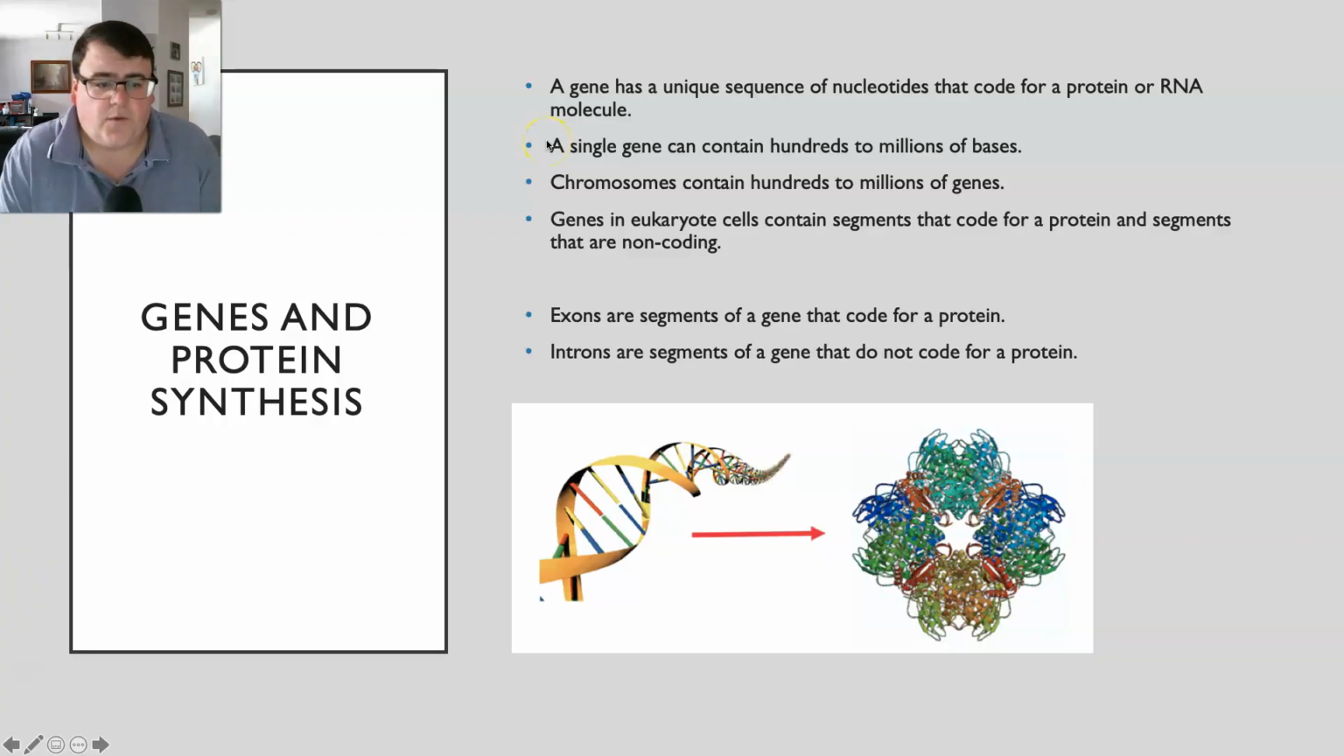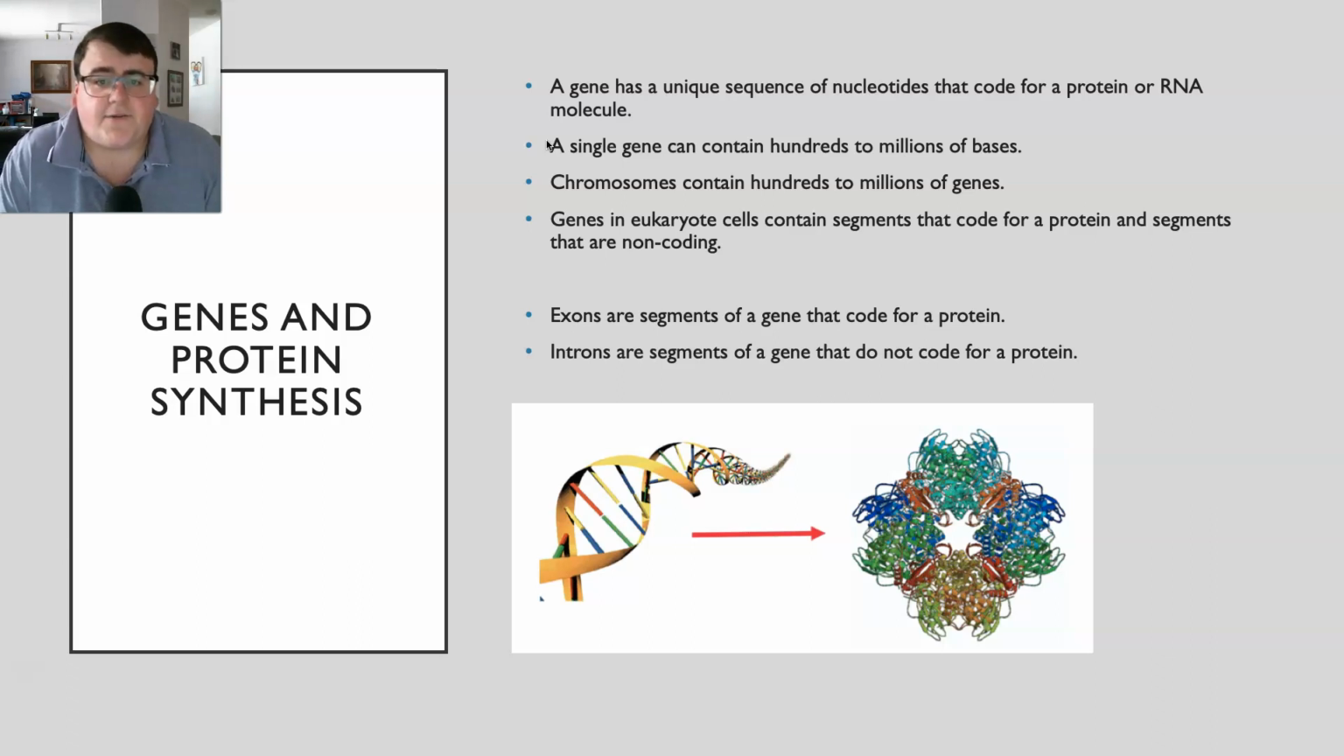So first off, what exactly is a gene and how does it contribute to protein synthesis? Well, a gene is a unique sequence of nucleotides that will code for a protein or an RNA molecule. One gene can contain hundreds to millions of bases. Each gene will be a different amount of bases depending on what protein it's going to create. Whereas a chromosome contains hundreds to millions of genes. So each chromosome is made up of millions of genes, and each gene is made up of millions of bases.